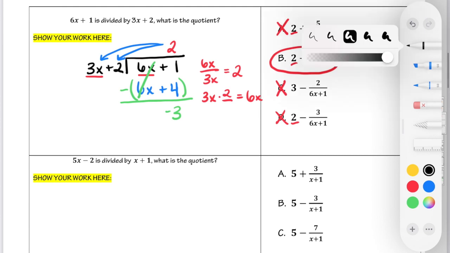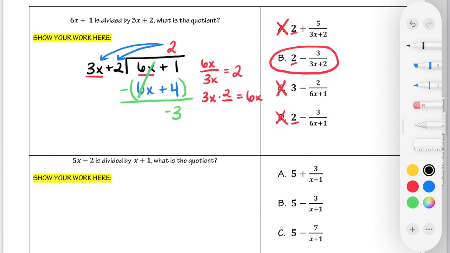All right, let's do another practice like that. So once again, 5x minus 2 divided by x plus 1. Once again, I'm going to put the 5x minus 2 underneath, and the x plus 1 goes on the outside.